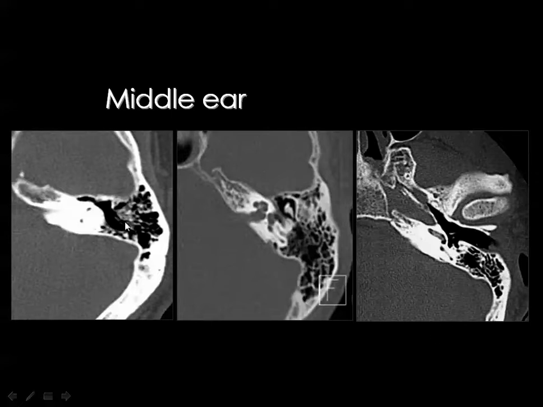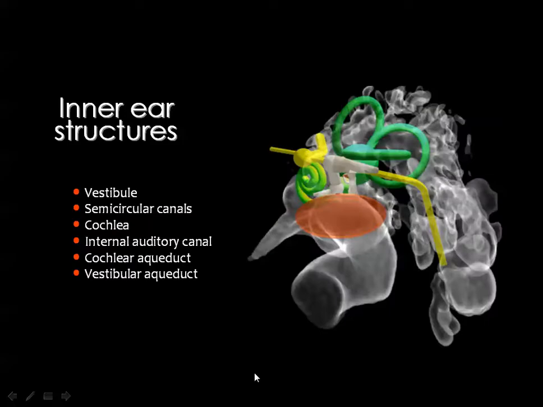If you go above the ice cream cone, you see only air, and this air is separated from the brain by the tegmen tympani.